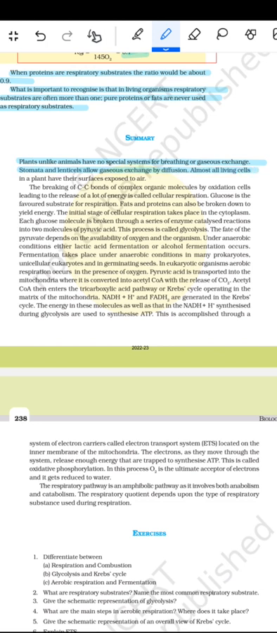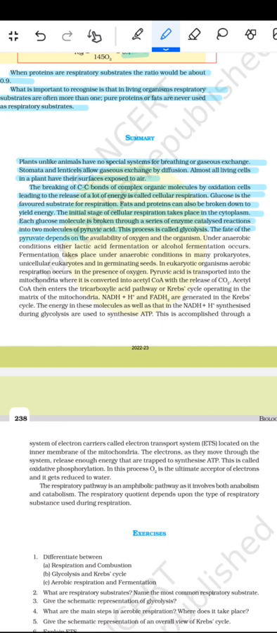Almost all living cells in a plant have their surface exposed to the air. The breaking of the C-C bonds of a complex organic molecule by the oxidation in cells leading to the release of a lot of the energy is called as the cellular respiration. Glucose is the favorite substrate for the respiration. Fats and the proteins can also be broken down to yield energy. The initial stage of the cellular respiration takes place in the cytoplasm. Each glucose molecule is broken through a series of the enzyme catalyzed reactions into the two molecules of the pyruvic acid. This process is called as the glycolysis.